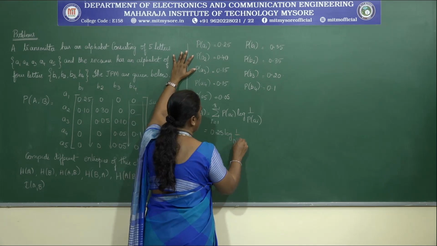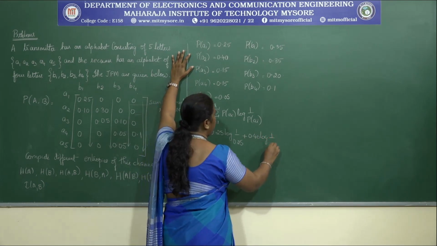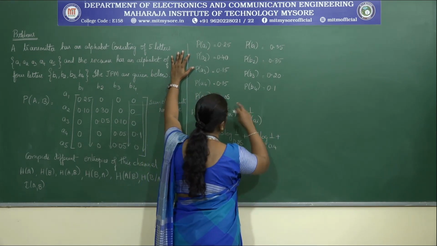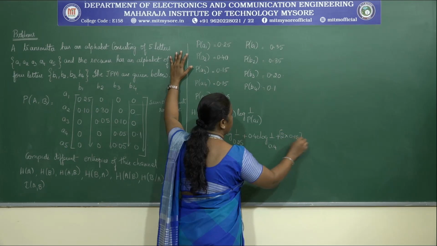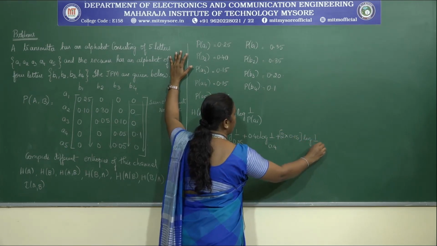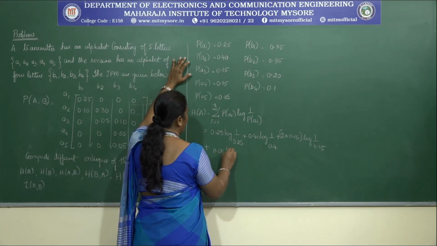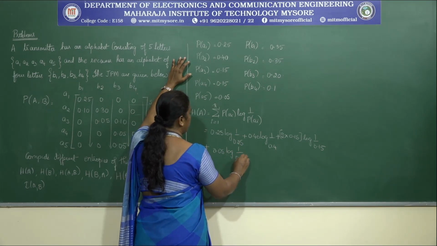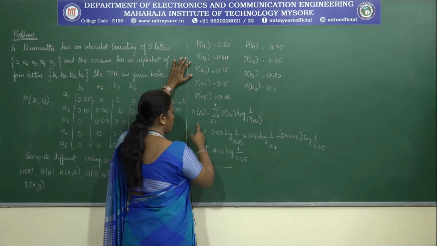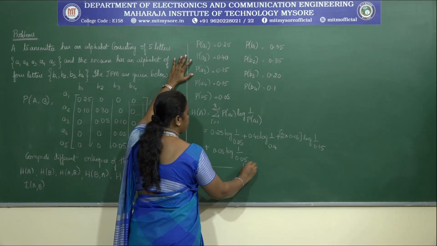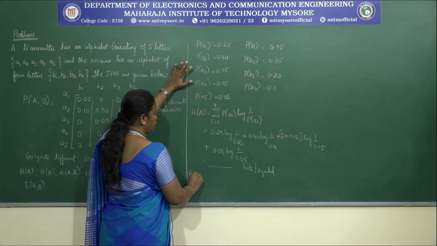P of ai is 0.25 log of 1 by 0.25 plus 0.40 log of 1 by 0.4 plus we have 0.125 repeated, so it is 2 into 0.125 log of 1 by 0.125 plus 0.05 log of 1 by 0.05. If we calculate this value, you will get your entropy with respect to your input, and the unit is bits per symbol.